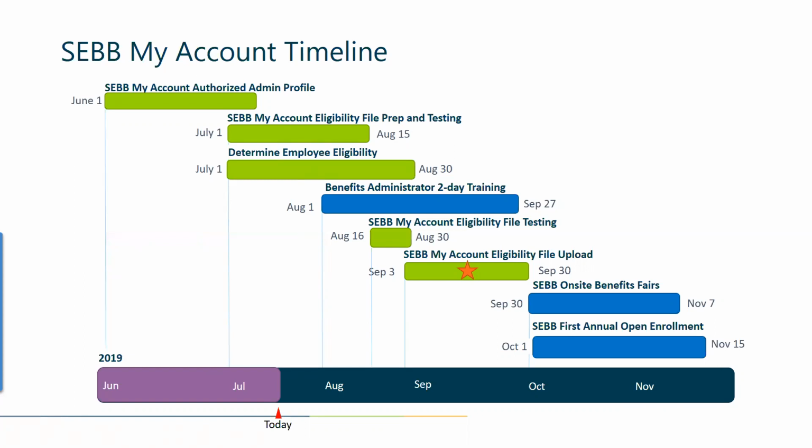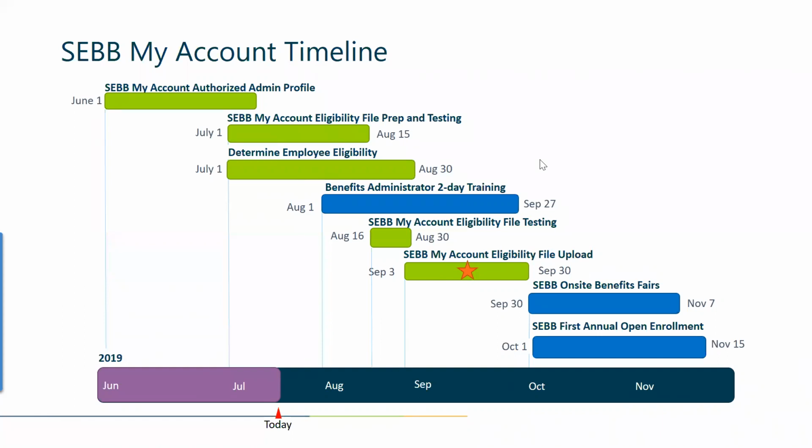And we'll be talking about this considerably more during the course of the presentation. Next is the SEBB My Account eligibility file prep and testing, and Katrina will talk through this with us. But this is where you prepare a test file, and we're asking, and we'll repeat this, that that file not be real data. This enables us to make sure we can accept the real data when it's ready, but we don't have to worry about some of the security confidentiality issues if it's not real data. So we'll be able to do the test file through an email between now and August 15th. After that, we really need to start going toward the real data.